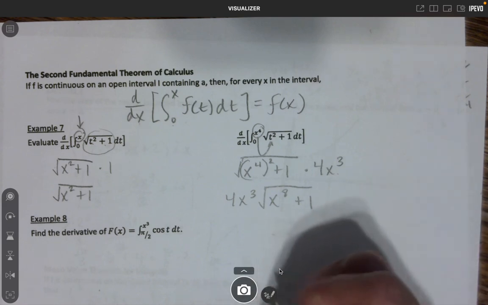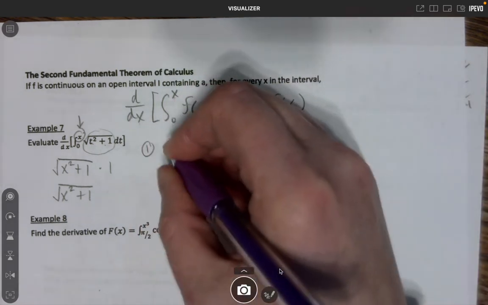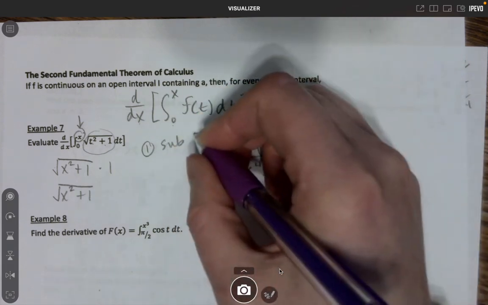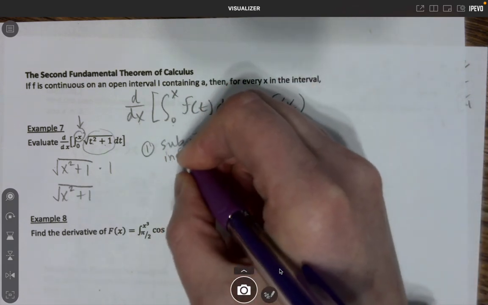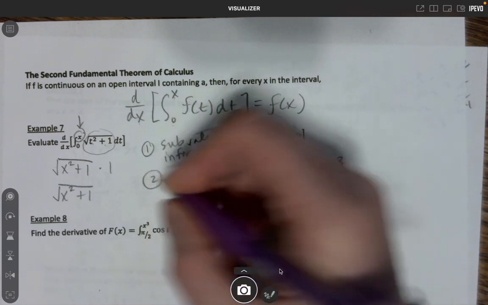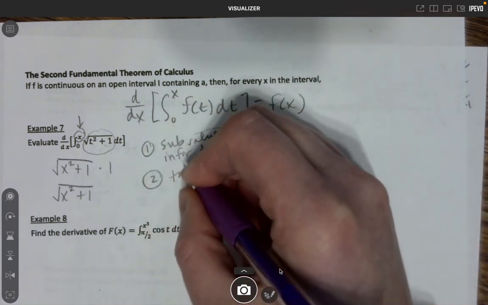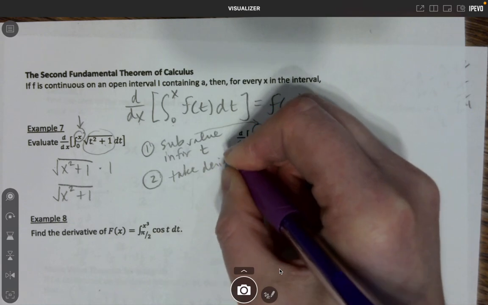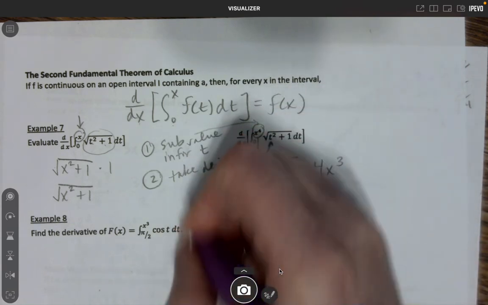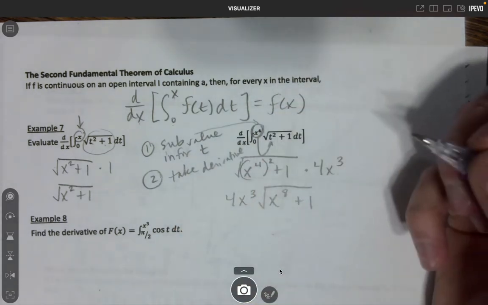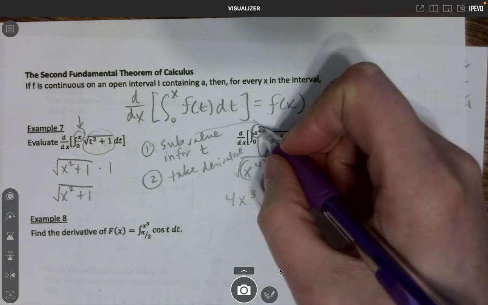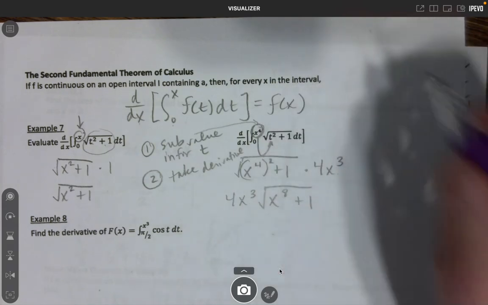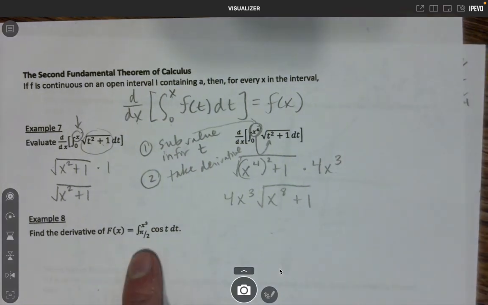But ultimately, what you come up with is you're going to sub a value in for t, and then take the derivative of this thing right here. So you're working with this thing. First you plug this thing in for t, then you take the derivative of this thing. Okay, so we are going to try it right here on this one.